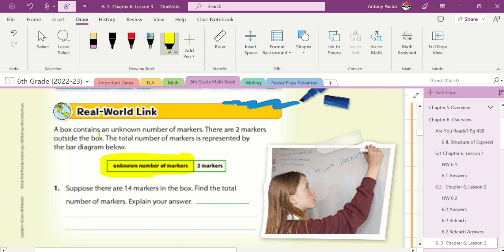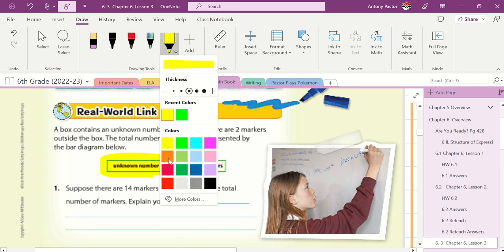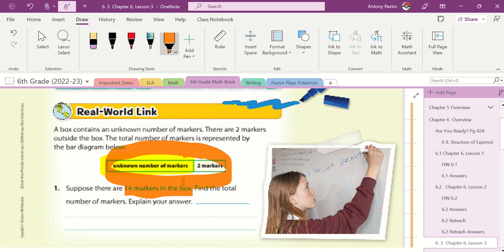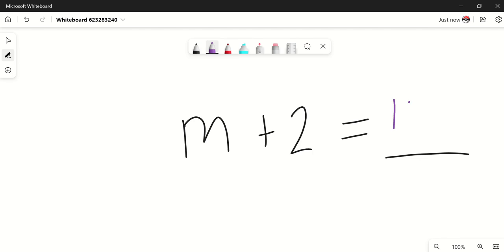See, this is not written very correctly. A box contains a number of unknown markers. There are 2 markers outside the box. The total number of markers is represented by the number of unknown markers plus 2 markers. Okay. So, not written correctly, but what this should have said is that the total number of markers should have been 14 in the box, meaning all of this together is 14. It's written a little weird, but this will equal 14. So m, which is the number of markers in the box, plus the 2 that were out of the box will equal 14, because the total box is 14 markers.